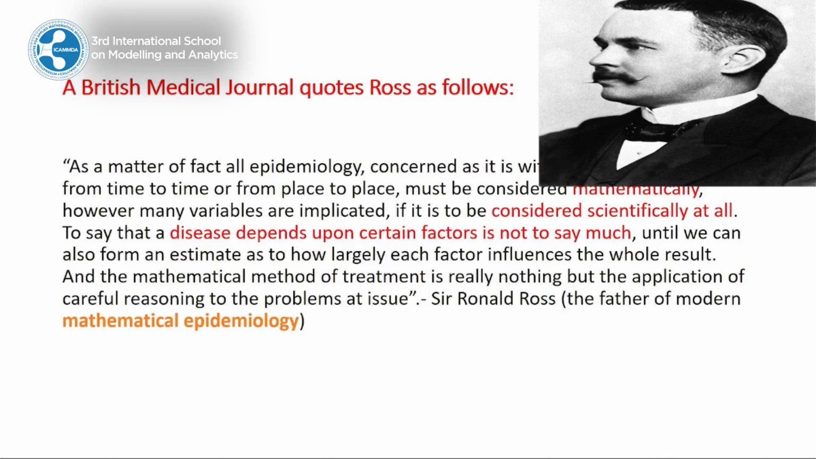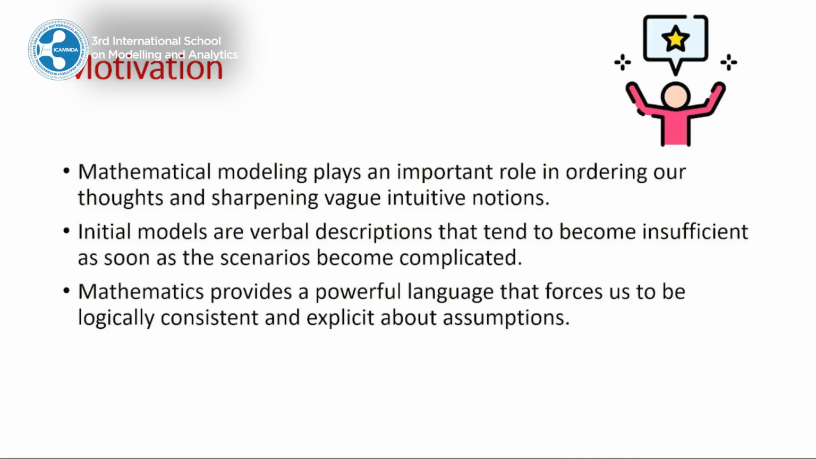Until we can also form an estimate of how largely each factor influences the whole result. We are saying that climate affects malaria. Can we find the estimate? How large is climate affecting malaria? When we say temperature, how large? When we say rainfall, how large is rainfall affecting the disease in question, CSM, cerebrospinal meningitis, and all of that. And the mathematical method of treatment is really nothing but the application of careful reasoning.